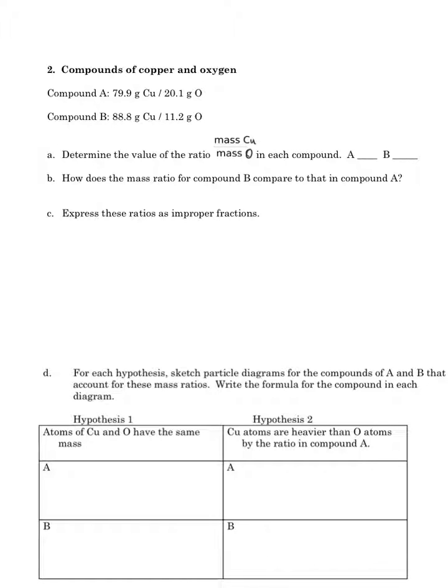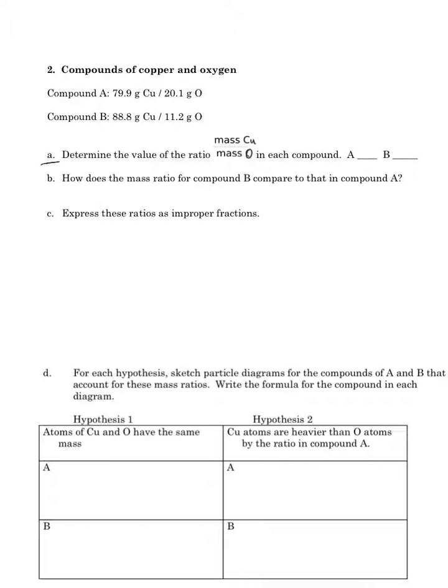So for question 2, we're going to go through the same, and I'll pause this so I can do the math because I don't have this one memorized. All right, so same thing. I'm first going to determine the value of the ratio of mass for copper to oxygen.